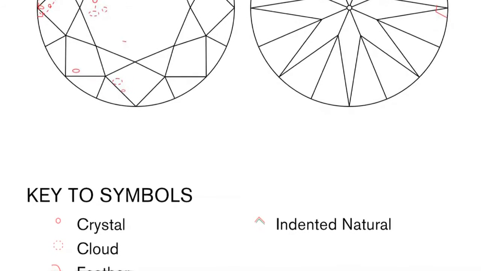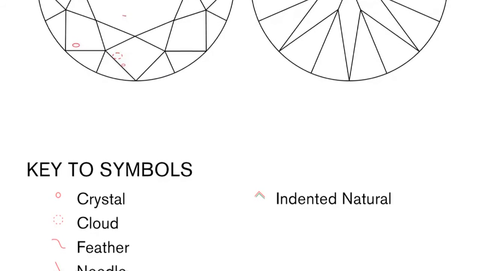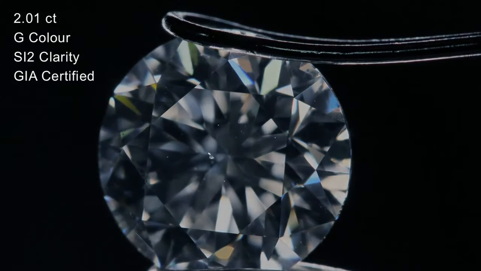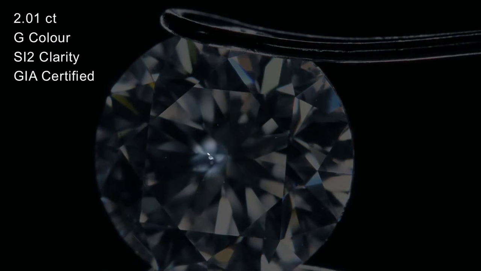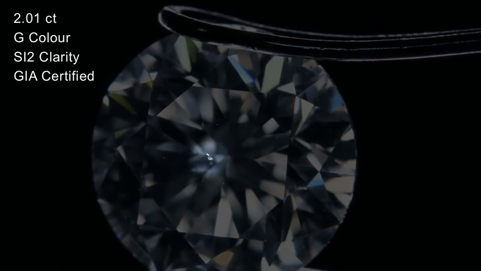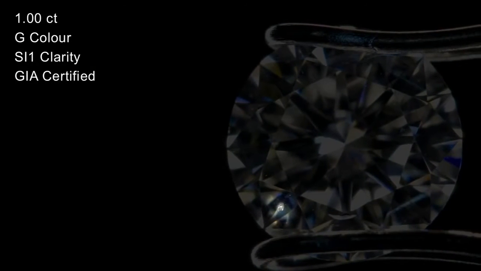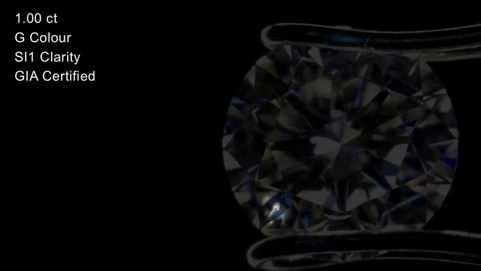So this diamond has a few different types of inclusions. The first inclusion is called a crystal. Some crystals can resemble a diamond within a diamond, and some can resemble bubbles. Some crystals can be so thick that they start to take on a darker and even a black appearance.